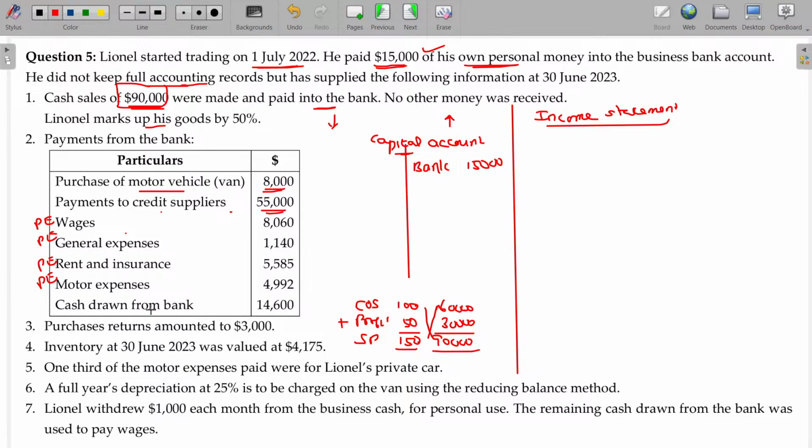Cash drawn from bank. It's the drawings. Drawings, we prepare the capital account. No, it reduces the capital balance. So here you put the value being drawings, bank. This value being 14,600. Okay. Purchase returns amounted to rupees 3,000. Inventory at 30th June 23. This is the year end inventory. So here revenue.